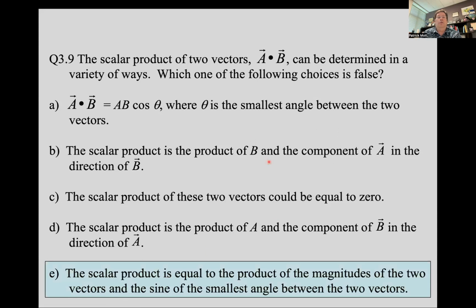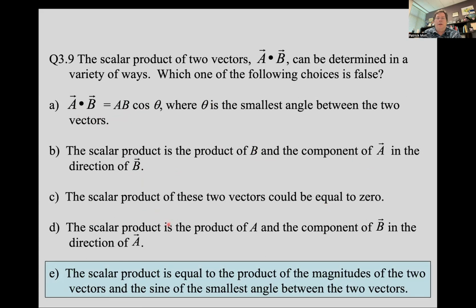All right, so choices that are true: a dot b is the magnitude of a times the magnitude of b times cosine of theta. Theta is the smallest angle between the two vectors. That works. Scalar product is the product of the magnitude of b and the component of the vector a in the direction of vector b. That works. The scalar product of these two vectors could be equal to 0. Absolutely could, if they are perpendicular to each other.